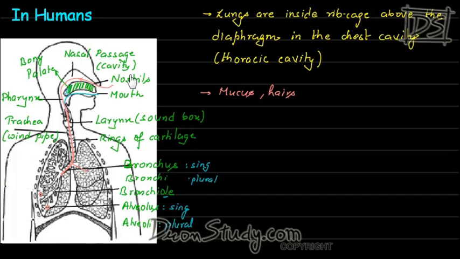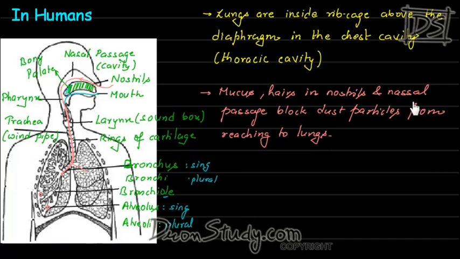The air that we intake in our body may contain a lot of dust particles due to pollution, okay? That shouldn't reach our lungs, otherwise lungs may get harmed. So this hair and mucus trap those dust particles so that only the fresh air can go inside. So this is the role of mucus and hair. So mucus and hair in nostrils and nasal passage block dust particles from reaching the lungs.